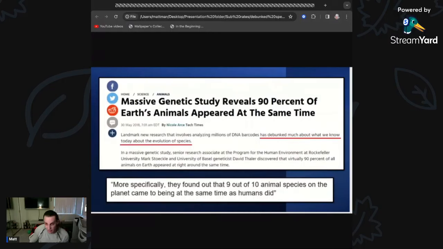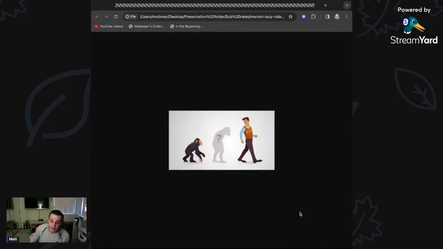Of course, they have their own rescue devices, and of course, they'll never go to bed sleeping at night thinking that they weren't true. But look at this. 90% of all animal life appeared at the same time. This debunks much about what we know today about the evolution of species. You're right, it does. It's because this whole concept is nonsense.